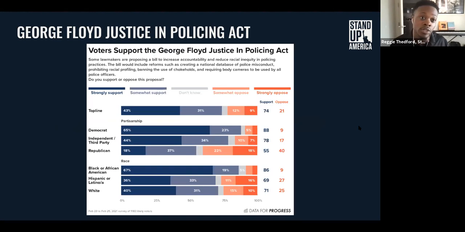Next one, the George Floyd Justice in Policing Act. Again, for those that don't know, some lawmakers are proposing a bill to increase accountability and reduce racial inequality in policing practices. So this bill will include reforms such as creating a national database of police misconduct, prohibiting racial profiling, banning the use of chokeholds, and requiring body cameras to be used by all police officers. And when voters are asked whether they support it, you can see 74% of voters across the political spectrum support it, as opposed to 21 that oppose it.